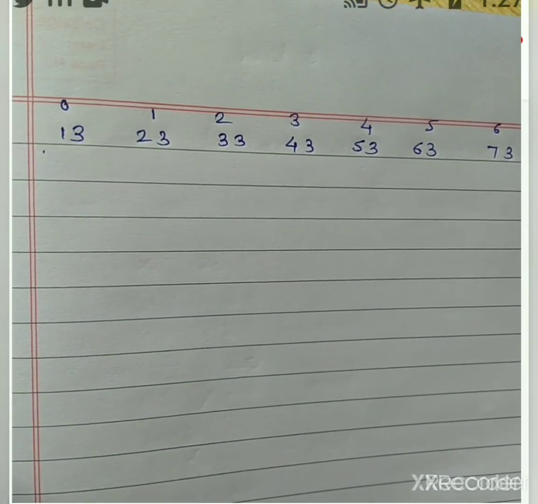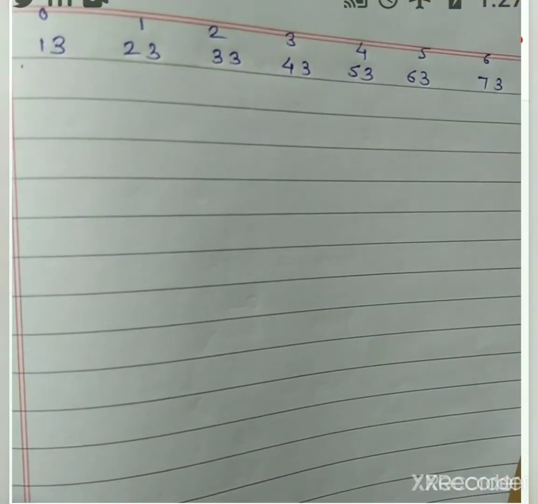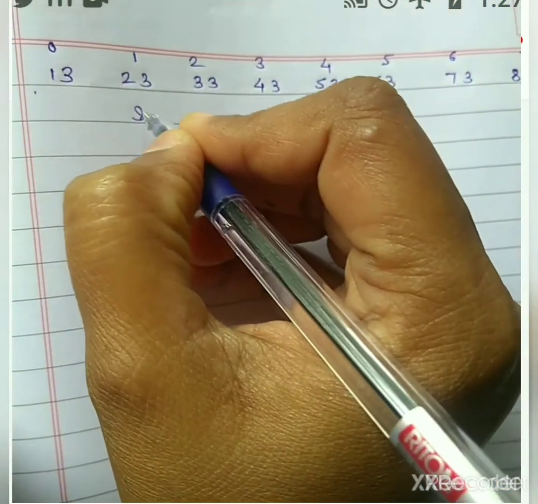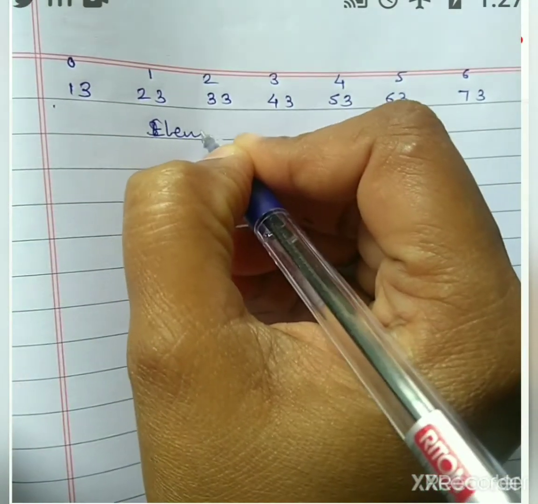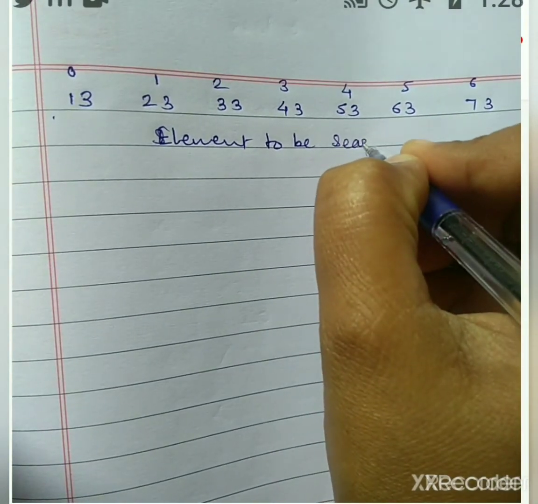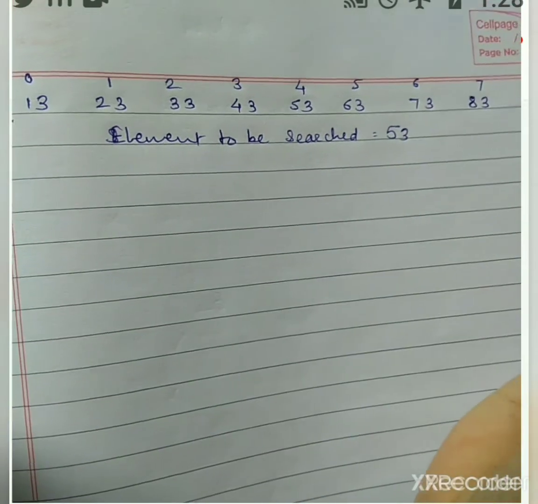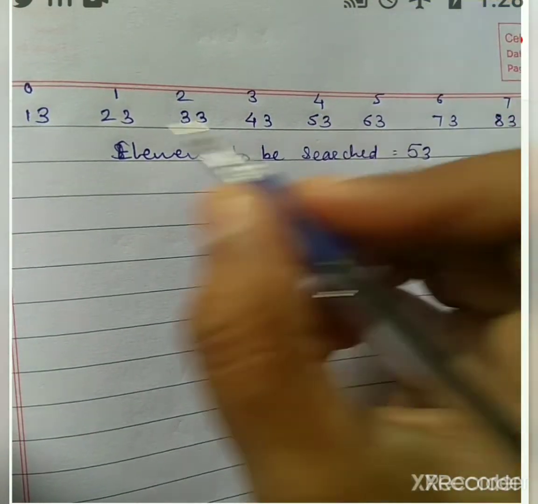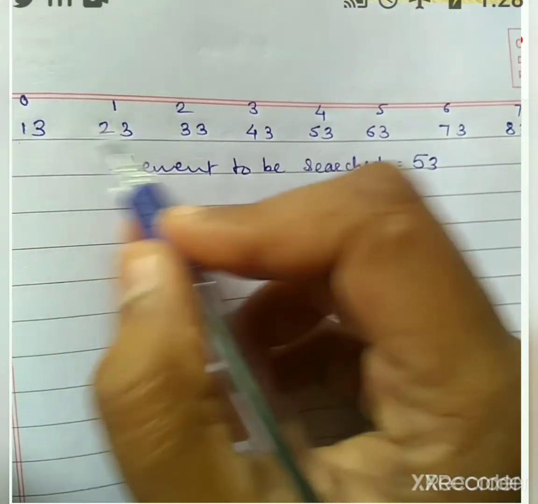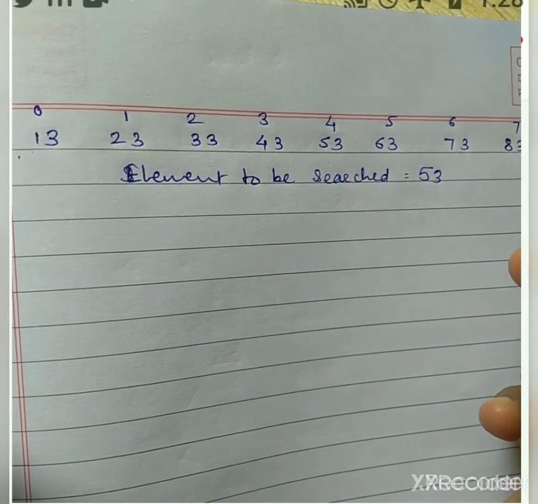These are the elements, and the element to be searched is, say, 53. 53 is the element we have to search through these 8 elements. The array is from 0 to 7. From the 0th element up to the 7th element, all the elements are inserted in sorted order, and we have to find the element 53.